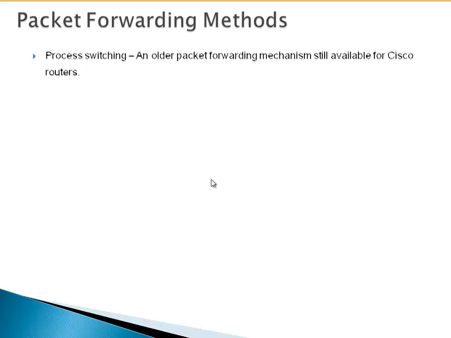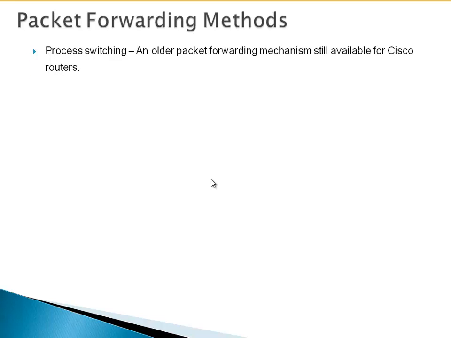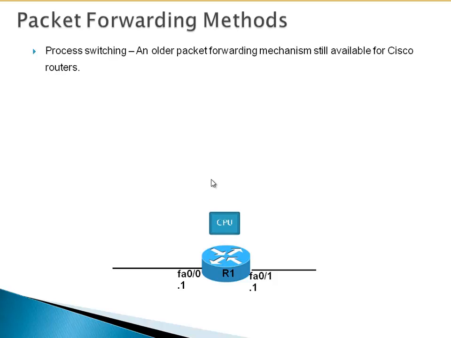Forwarding packet methods. The first forwarding packet method is process switching. This is an older packet forwarding mechanism, still available for Cisco routers. We said that routers have a CPU, like any other specialized computer. Now with process switching, every packet that comes to the router is directed to the CPU. The CPU is going to find out the destination, exit interface, all that information, done. But now every other packet is going to the CPU, and the CPU is doing the same job, finding the exit interface the packet is going to. Now this method is very, very slow and very old.